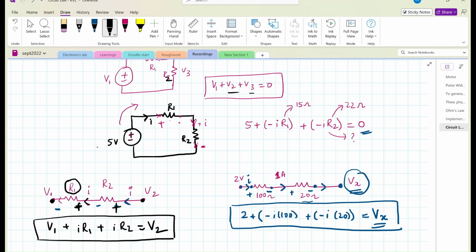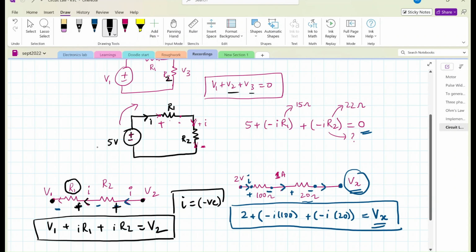Whenever you are about to write a KVL for any circuit, whether your current direction is known or unknown, you mark one assumed current direction. Suppose the current direction we assumed is wrong, the maximum thing it can go wrong is the I value you are getting, it will be negative.